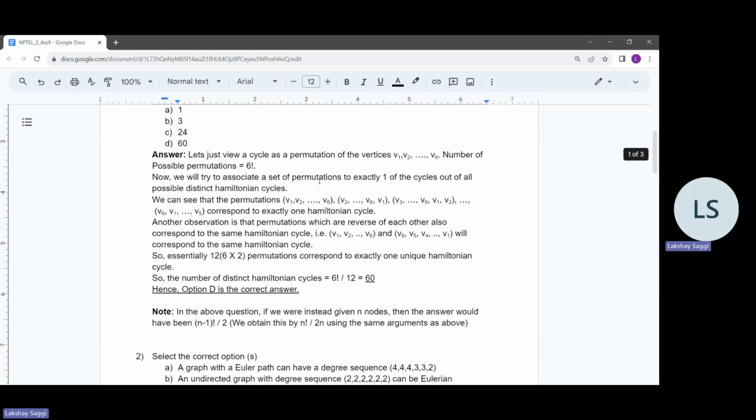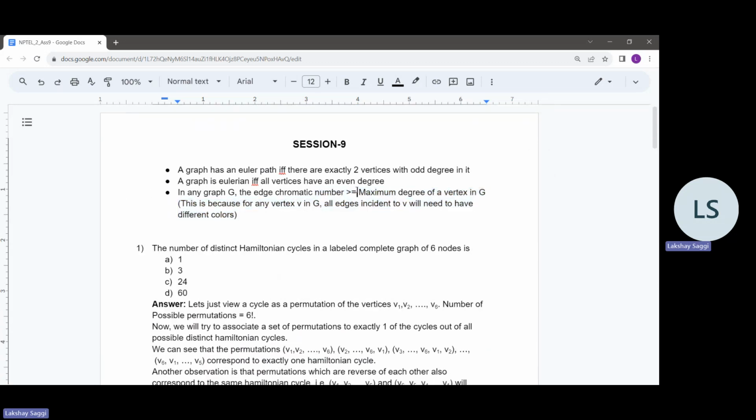And note that there is an inequality here, not an equality, because there will be instances in which the edge chromatic number will actually be greater than the maximum degree and not equal to it. That's why I put a greater than or equal to sign.